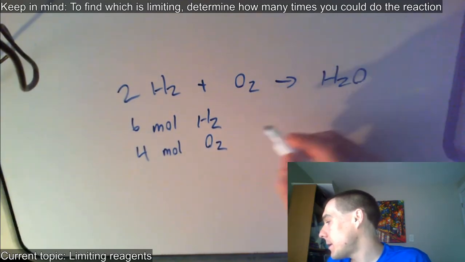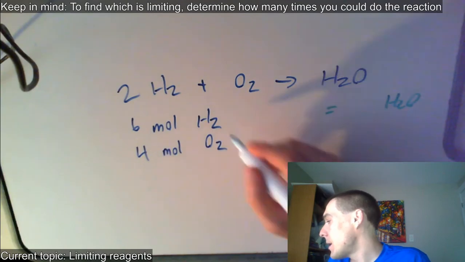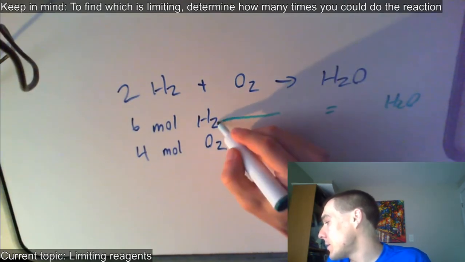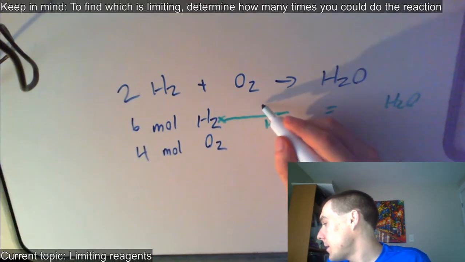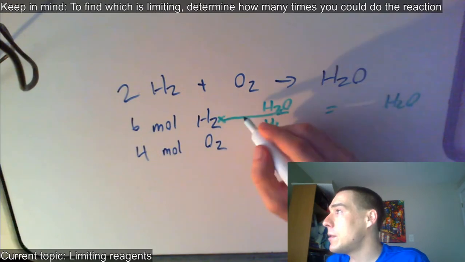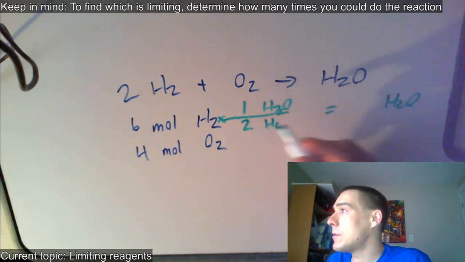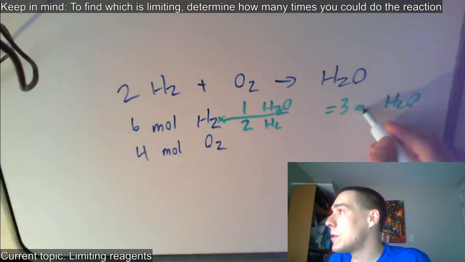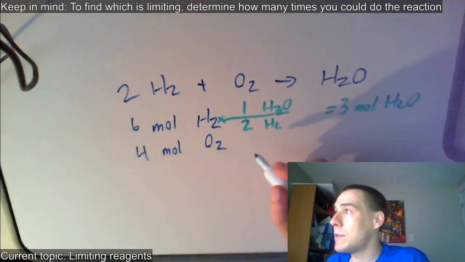Well, to figure that out, we want to get how much water. So we need a conversion factor. H2 is going to be on the bottom, H2O on the top because we want to cancel our H2 and leave water alone. There are 2 H2s for 1 H2O, so we can make 3 moles, right? 6 times 1 divided by 2 is 3.